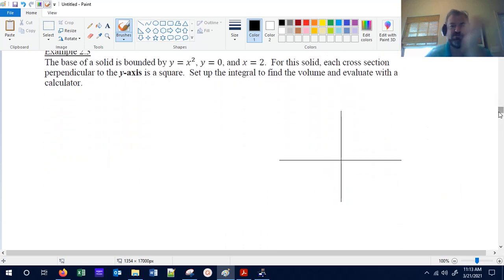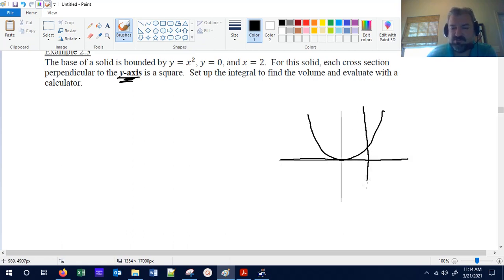All right, let's take another problem. The base of a solid is bounded by y equals x squared, y equals 0, and x equals 2. But for this solid, each cross-section is perpendicular to the y-axis. So I need to be working with dy's. Y equals x squared is a parabola. Y equals 0, of course, is just this line here. And x equals 2 is here. So this is 2 comma 2 squared gives me a y value of 4. This here is 2 comma 0, and this is 0, 0.